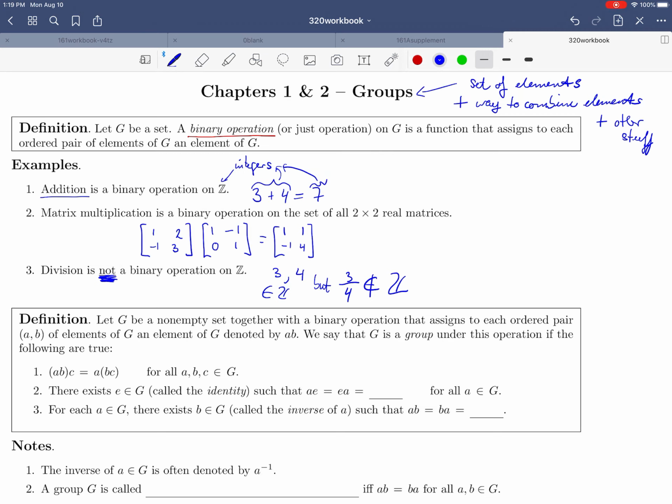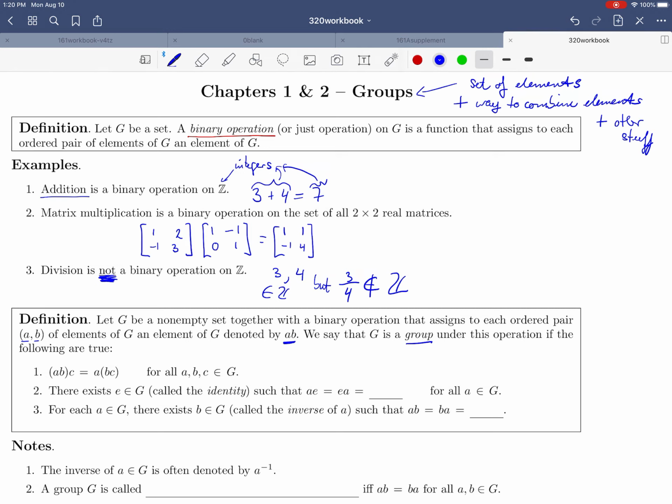So let G be a non-empty set together with a binary operation that assigns to each ordered pair AB of G an element of G, denoted by AB. So this is the combination of our two elements. A and B are our two elements in the set G that we are starting with, and then we are combining them, adding them, multiplying them, depending on what our binary operation is, and the outcome of that operation is denoted by just AB written next to each other. We say that G is a group under this operation if three things are true.